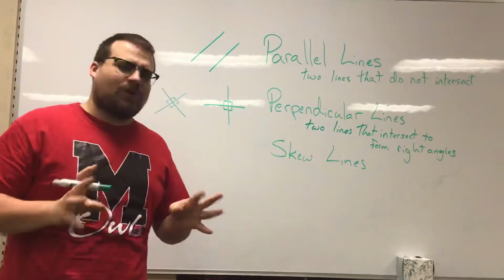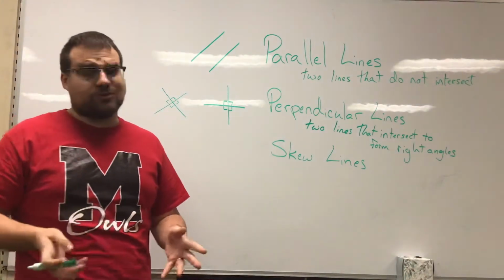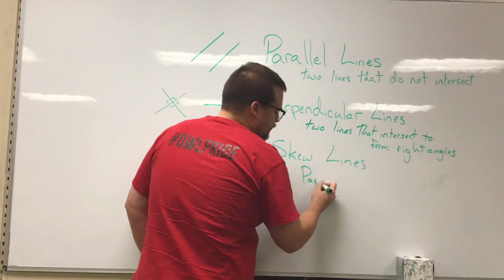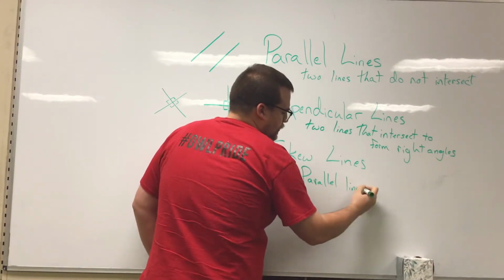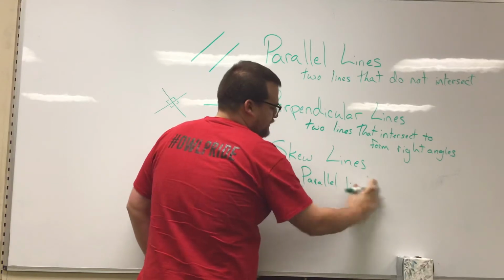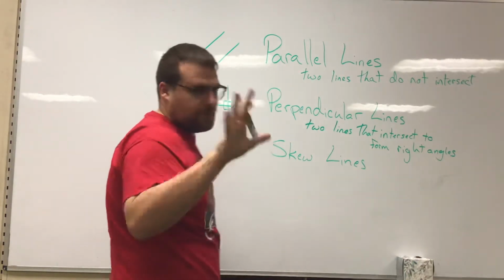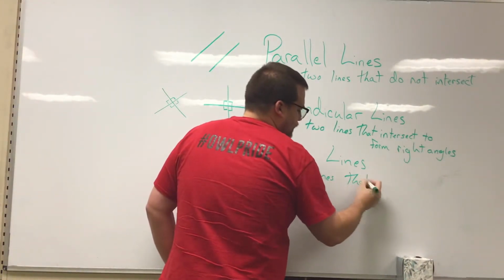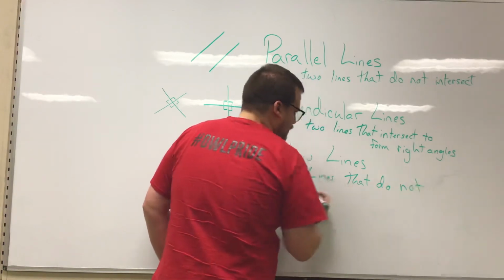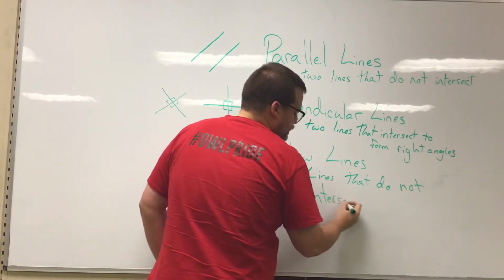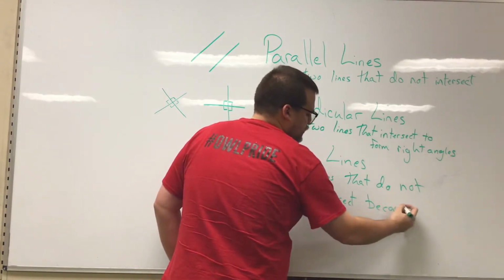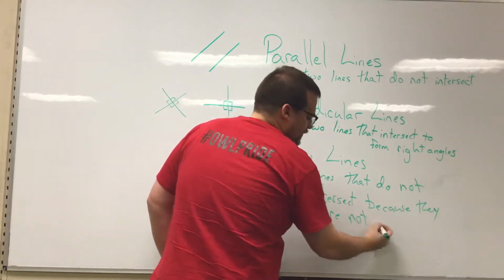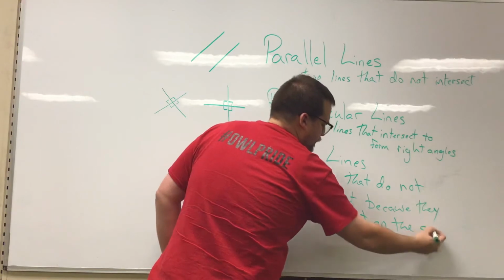Skew lines are a little bit weirder than these. To be honest, they also come up a little bit less often. Skew lines are parallel lines that, sorry, I actually misspoke there. My apologies. Skew lines are lines that do not intersect because they are not on the same plane.